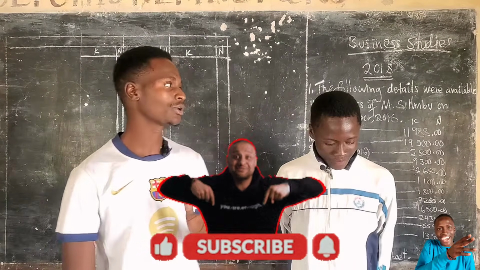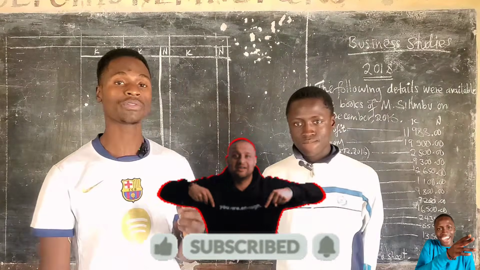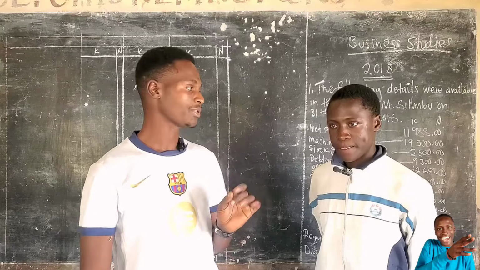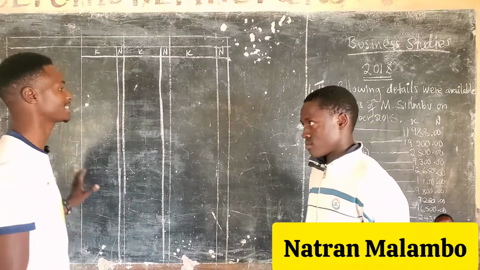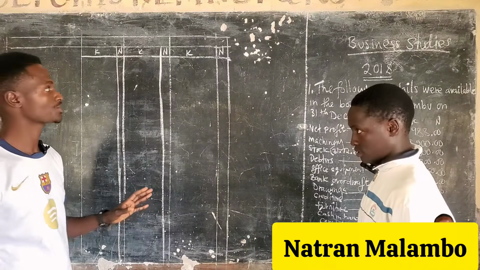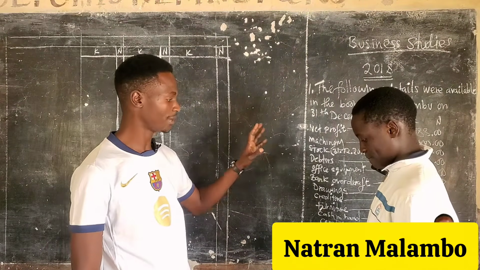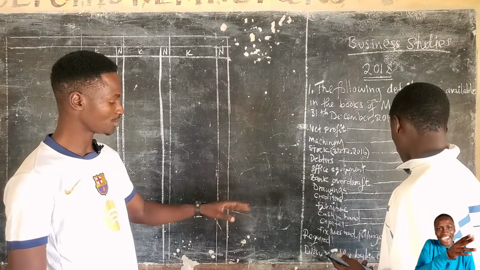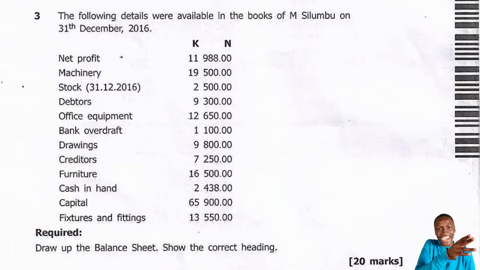In today's video, we are going to solve the balance sheet, or the statement of the financial position, of the business. I am with Natran Malambo. We are going to prepare the balance sheet together. The question is coming from the 2018 past paper and it's just 20 marks. We are asked to draw up the balance sheet with a correct title, of course. So these are the items given here.